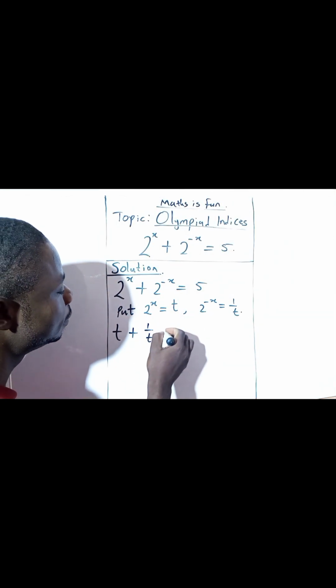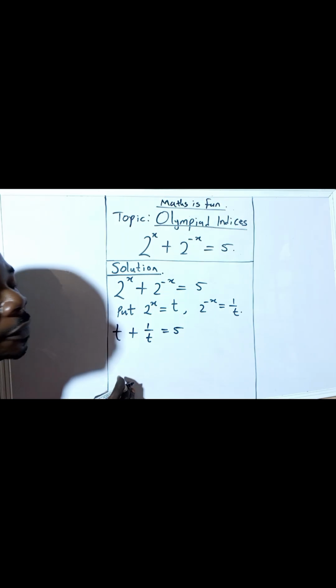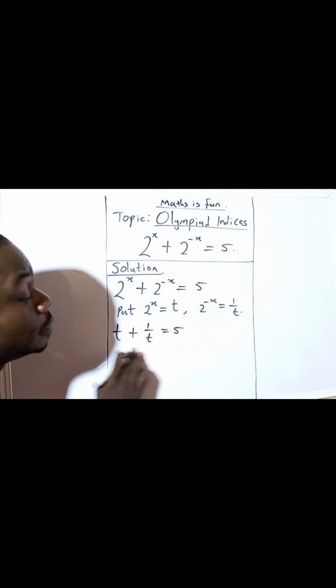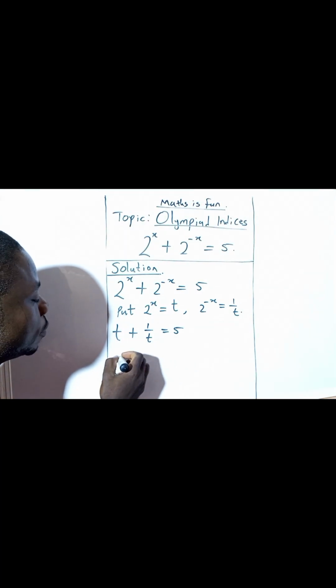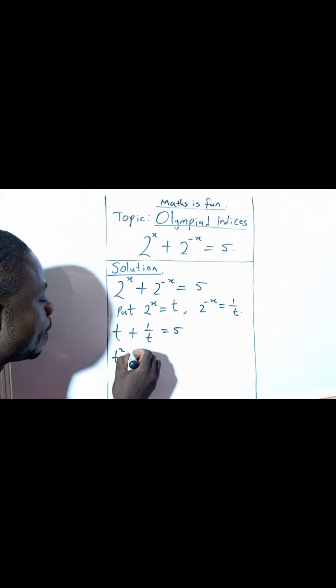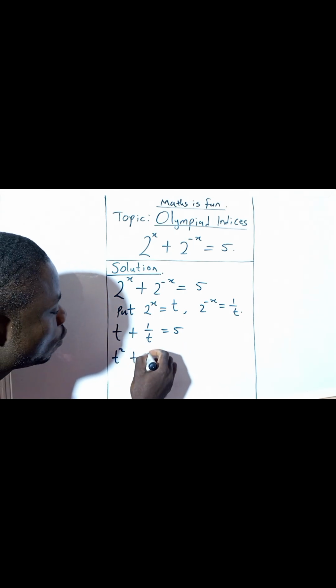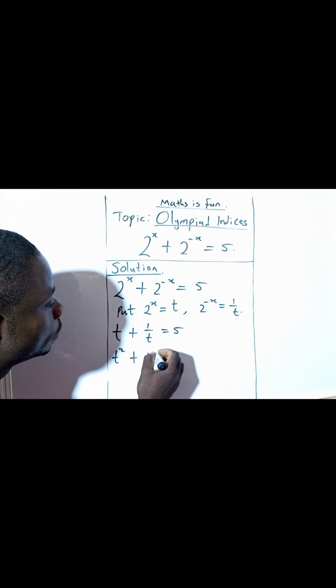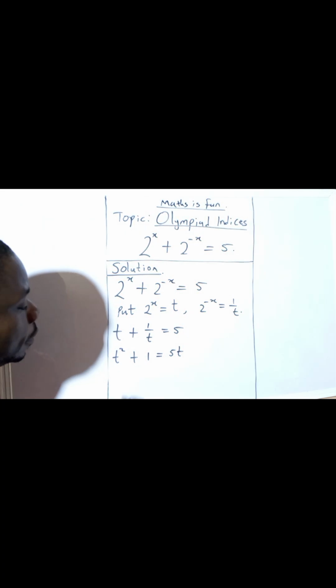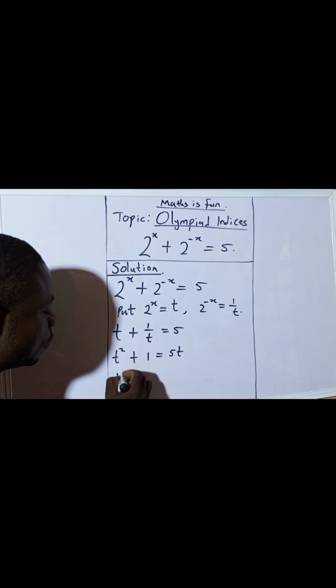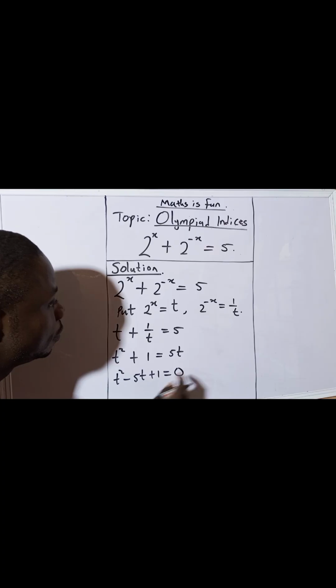Now let's move on. It will be t plus 1 over t is equal to what? 5. Now you multiply through by what? Letter t, because this leads to a fraction. So now we have t squared plus 1 is equal to 5t. That's what you shall have. Now you have t squared minus 5t plus 1 is equal to 0.